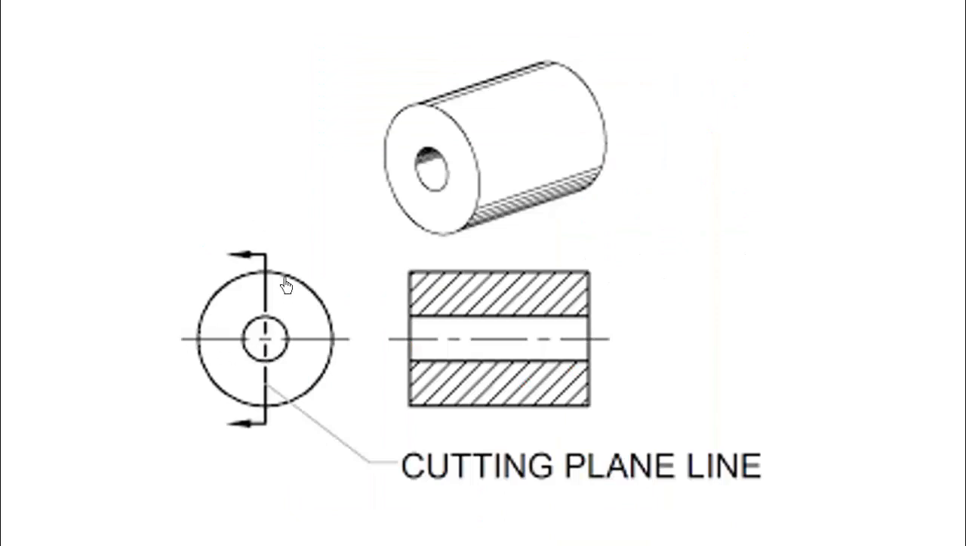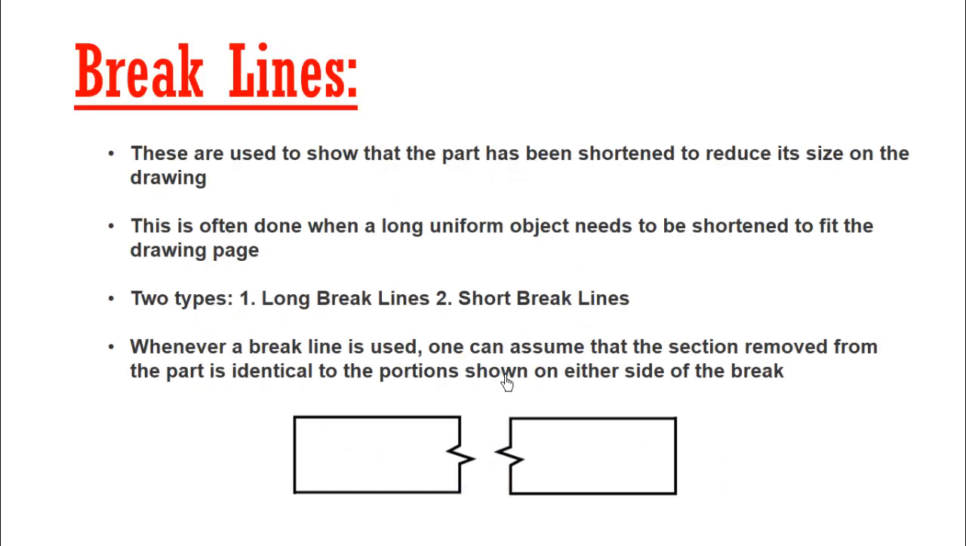We'll take another example. This is a circle and you are taking a cutting plane line from here. So from here, this will look like this. This one is the hollow part, that is the center, and this one is the solid part, that is the steel. So this is a hollow steel pipe.